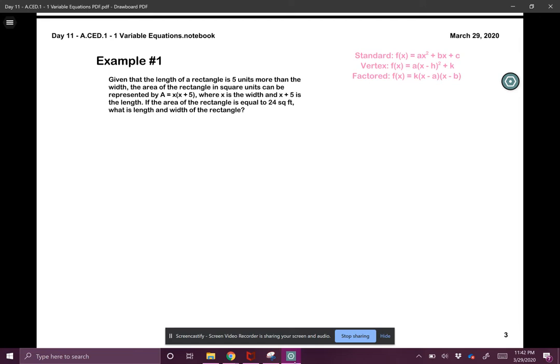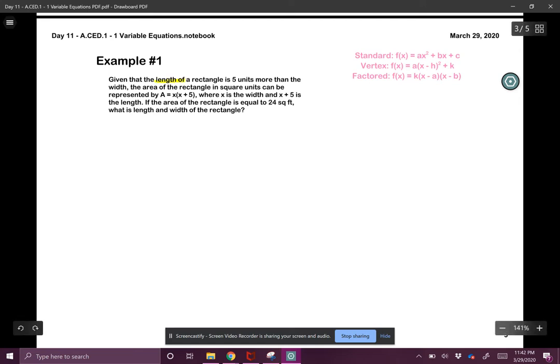It says, given that the length of a rectangle is 5 units more than the width, the area of the rectangle in square units can be represented as A equals x times x plus 5, where x is the width and x plus 5 is the length. If the area of the rectangle is equal to 24 square feet, what is the length and the width of the rectangle? So let's pull out some important information there because we kind of had a lot.